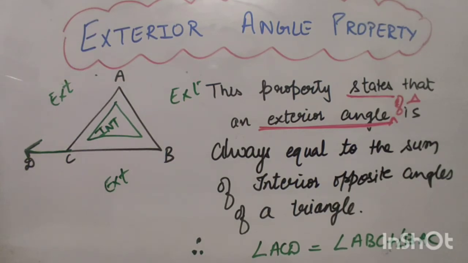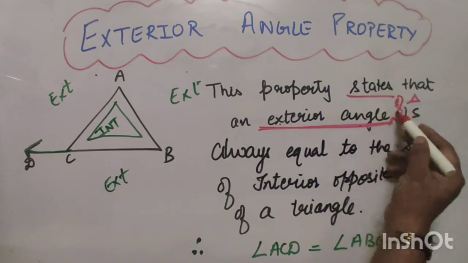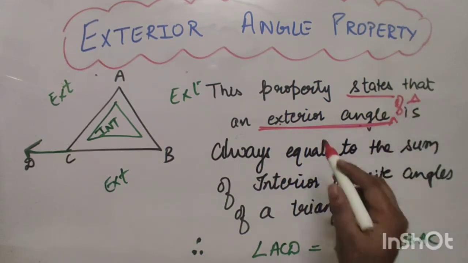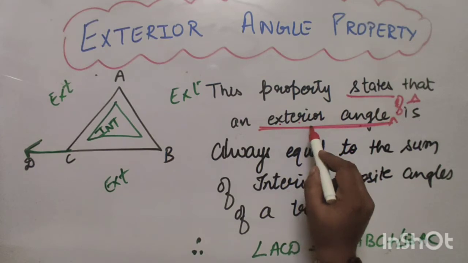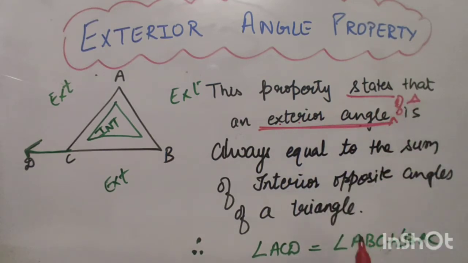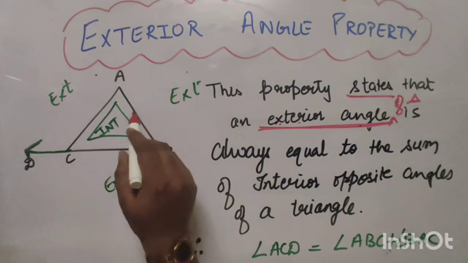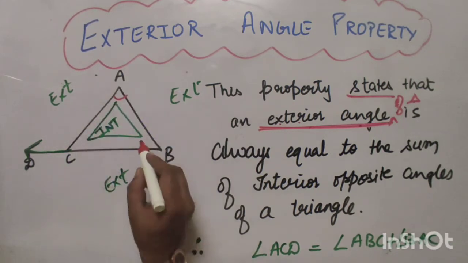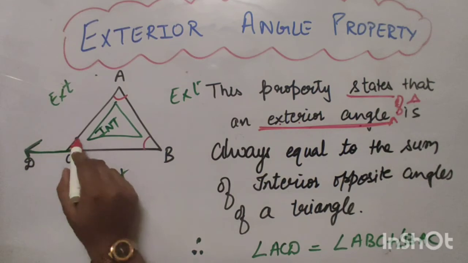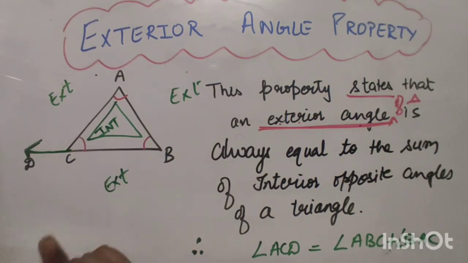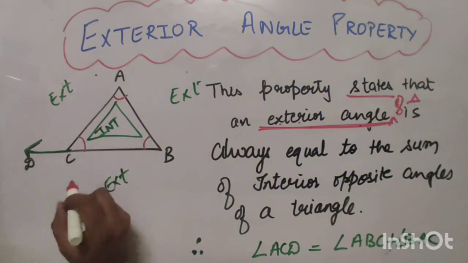Now the next thing comes up. What is an exterior angle? How will we figure out which angle will be known as an exterior angle? When we are talking about the exterior angle of a triangle, that angle has to be a part of the triangle, right? As you can see here, this is an interior angle, this is an interior angle, and this is an interior angle. But there is one more angle at one of the vertices of the triangle.